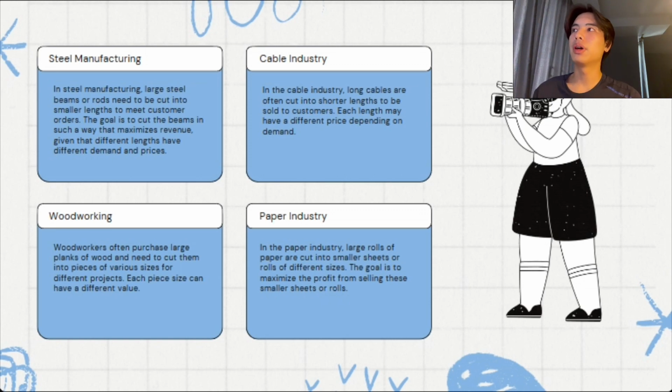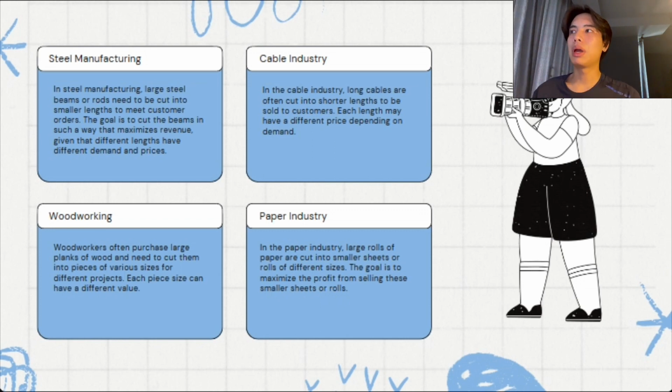Second one is the cable industry. In the cable industry, long cables are often cut into shorter lengths to be sold to customers. Each length may have a different price depending on demand. Third one is woodworking. Woodworkers often purchase large planks of wood and need to cut them into pieces of various sizes for different projects. Each size can have a different value.